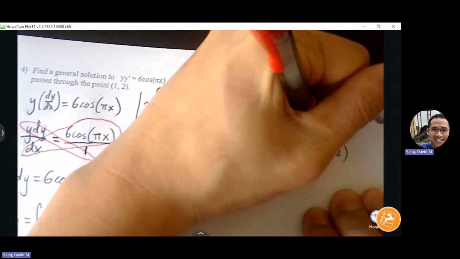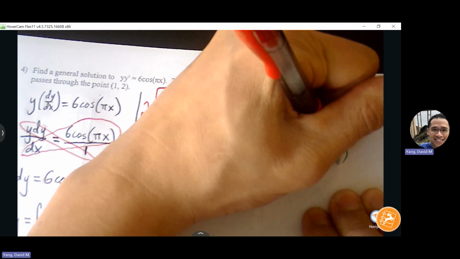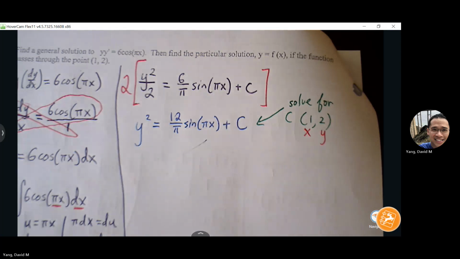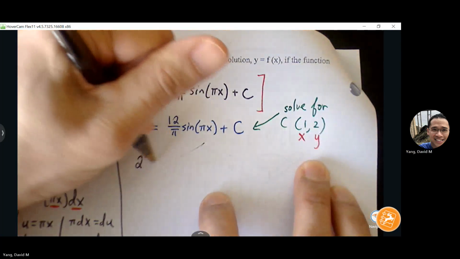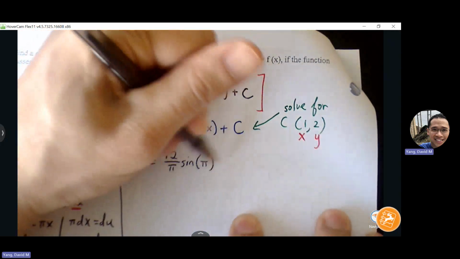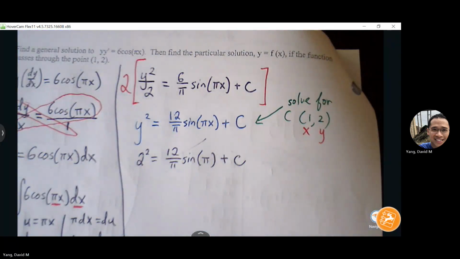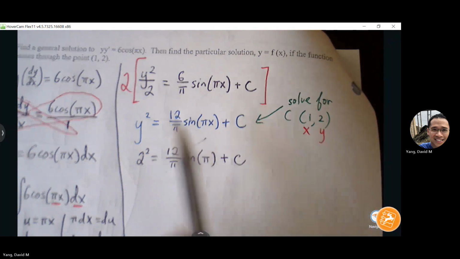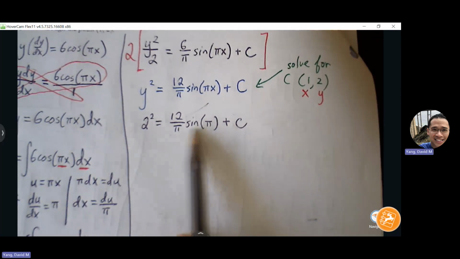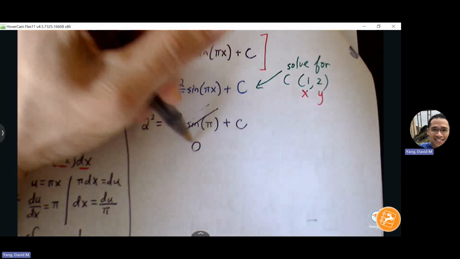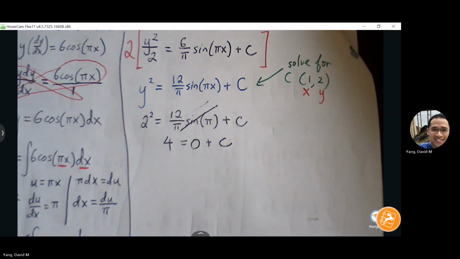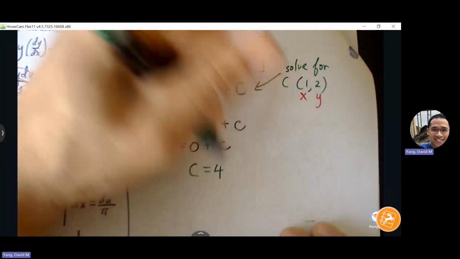So replace x with 1, and replace y with 2. So 2 squared equals 12 over pi, sine of pi times 1 is pi, plus C. Okay, let's think about unit circle values here. What's sine of pi? 0. 0 times anything is still 0, right? So that's nice. That's going to wipe this whole thing out. Okay. So C is equal to what? 4, right? So C equals 4.